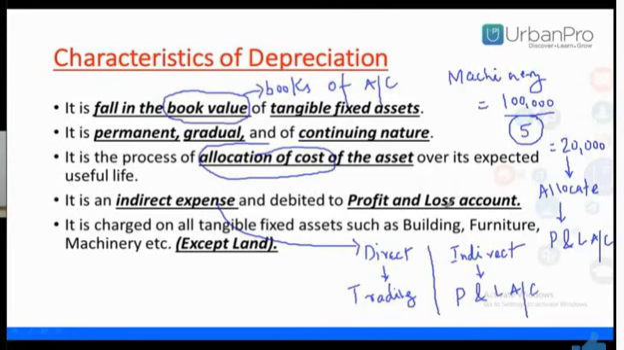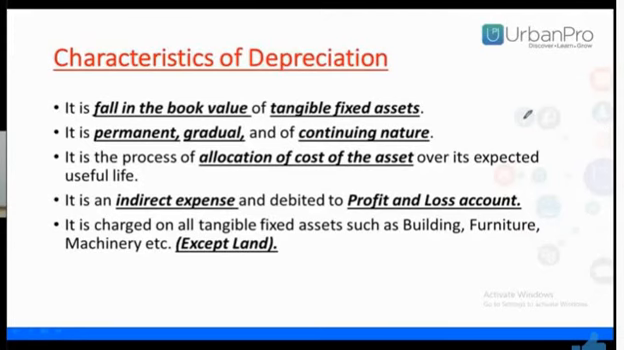This will help you in your final account chapter as well. In final accounts we show the depreciation and we also do some adjustments related to depreciation. Now the next point is it is charged on all tangible fixed assets such as building, furniture and machinery except land. We have already studied that depreciation is charged on all fixed assets except land. So now let's move to the next slide.